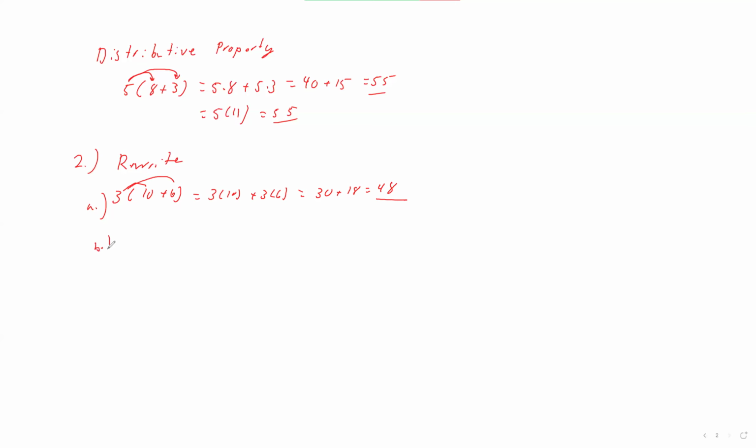So let's get another one. 5(7 + 4) and distribute. So it gives me 5 times 7 plus 5 times 4. 5 times 7 is 35. 5 times 4 is 20. 35 plus 20 is 55. All right, so that's just utilizing the distributive property.